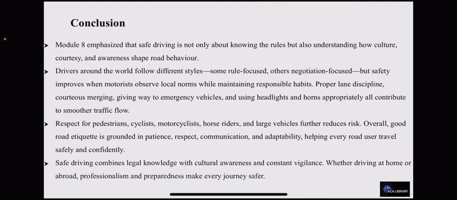In conclusion, in this module 8, I've been able to emphasize that safe driving is not only about knowing the rules, but also understanding how culture, courtesy, and awareness shape road behavior across different countries. It has also addressed that drivers around the world follow different styles, some rule focused, others negotiation focused, but safety improves when motorists observe local norms while maintaining responsible habits. Proper lane discipline, cautious merging, giving way to emergency vehicles and the like.